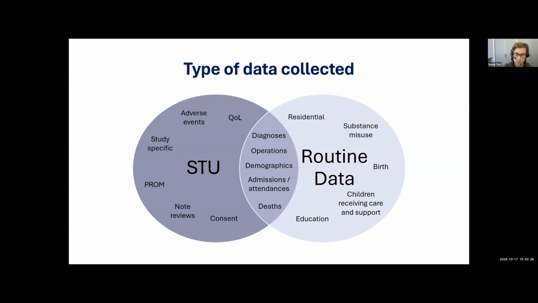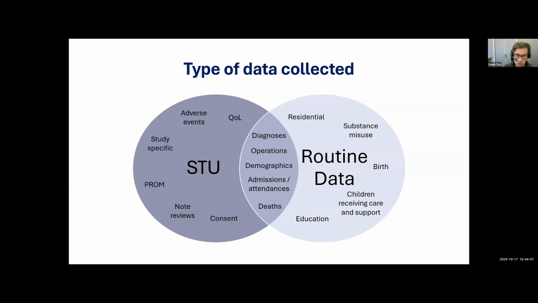Where routine data differs can be collecting information regarding the residential, so who also lives at their address, and then linking them to those people. Information about substance misuse, which may not be in the trial data. Also information about the birth going back. Also things like the child receiving care and support, and also education. There's plenty more data sets available in routine. These are just an example of some of the things that may not typically be collected in a trial.